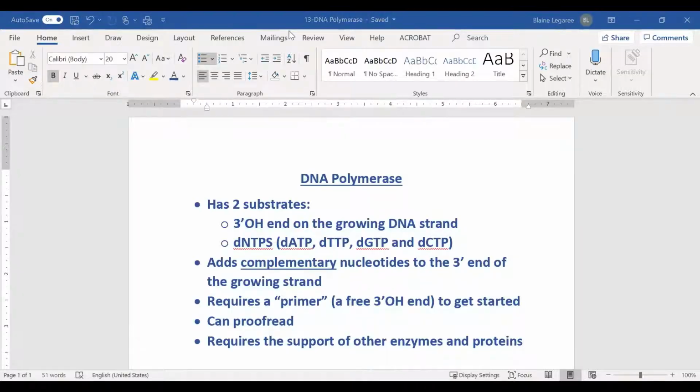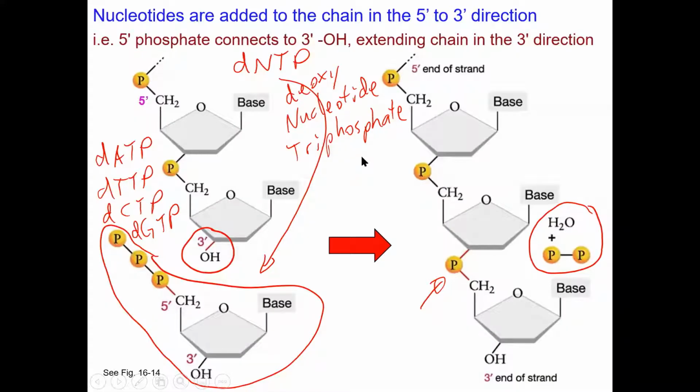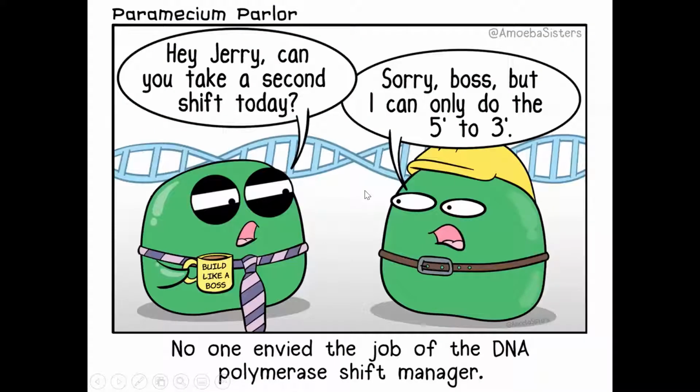Here we are, all my notes on this PowerPoint, and that's the job of the DNA polymerase. It's really the most important enzyme here because it's doing the most important job, which is making the complementary strand. We're going to see how that's done today. There's a little cartoon for you. It says, no one envied the job of the DNA polymerase shift manager. He says, hey, Jerry, can you take a second shift today? And he says, nope, boss, sorry, I can only do the 5' to 3'. Cute little cartoon for you, and now you know what that means.